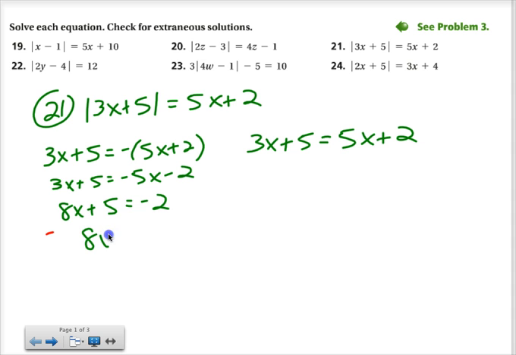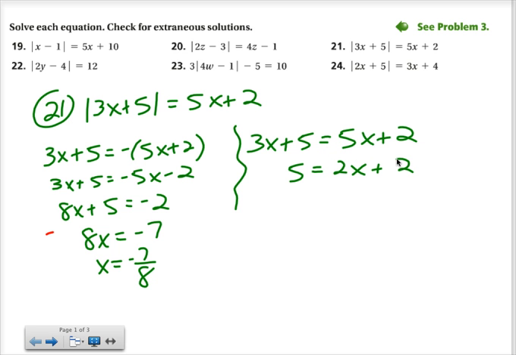So I would go ahead and subtract 5 from both sides, divide by 7, and get a negative 7/8. Then with the other side of the problem over here, we're going to go ahead and subtract 3x from both sides. So 5 equals 2x plus 2. Subtract 2 from both sides and divide by 2.